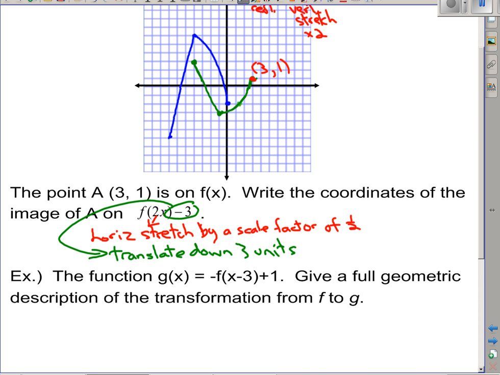Okay, so I take my point (3, 1). The 3 is affected by my width, so it's going to be half as wide out from the y-axis. It used to be 3 units out, so now it'll be 1.5, or 3 over 2. My y value was 1. Now it's going to be down 3 units from 1, or at -2.